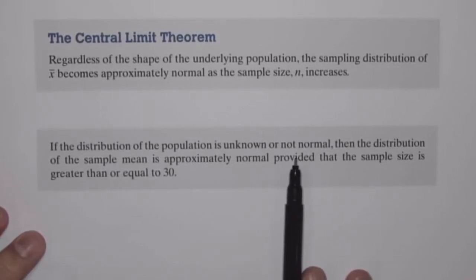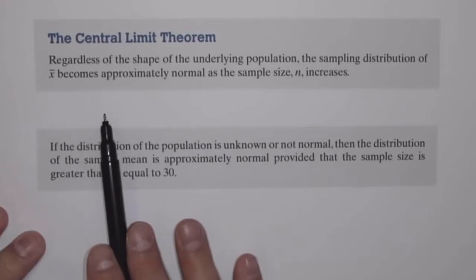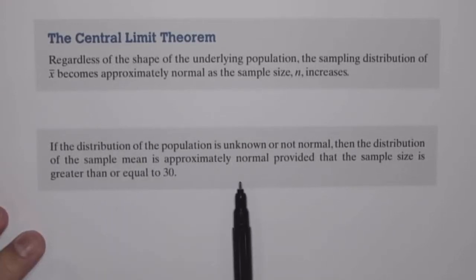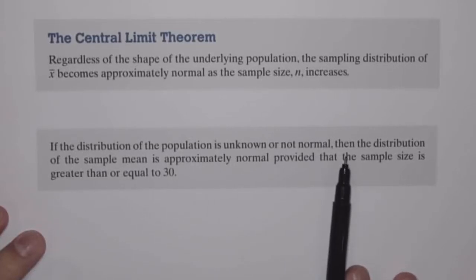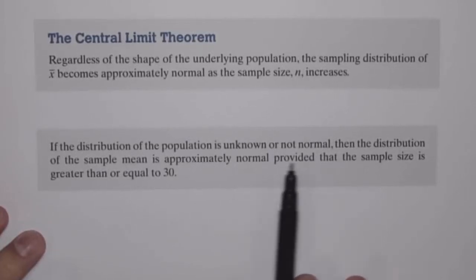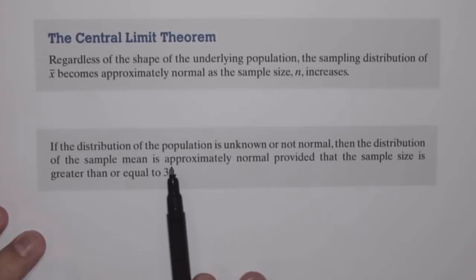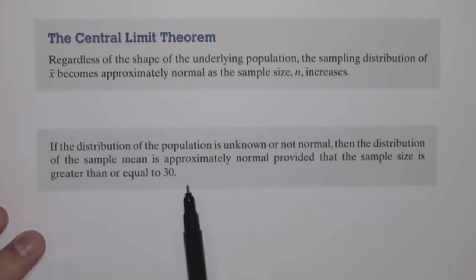Now again, keep it straight. There is an underlying population, and then there's a sampling distribution, right? So we're not saying the population's normal if the sample's 30 or bigger. We're saying that the sampling distribution of x bar will be normal if the sample size is 30 or bigger.